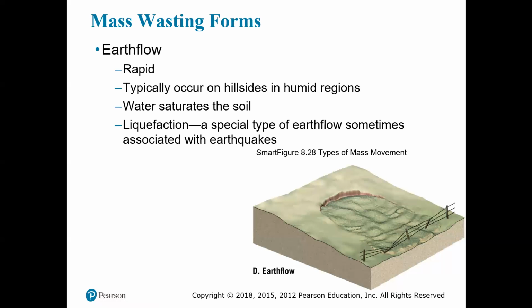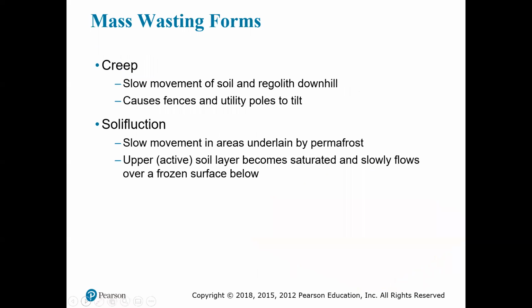So we also have a couple more that aren't demonstrated here. We're going to watch a video on these, but then we also have creep and solifluction, which are slow forms of mass movement. Sudden movements actually transport less material than the slow action of creep. Creep can take place on both steep and gentle slopes, so it's going to be more widespread than the rapid forms of mass wasting.